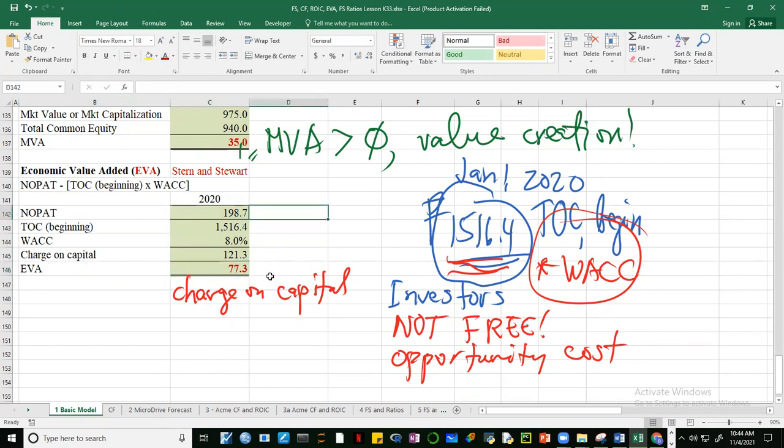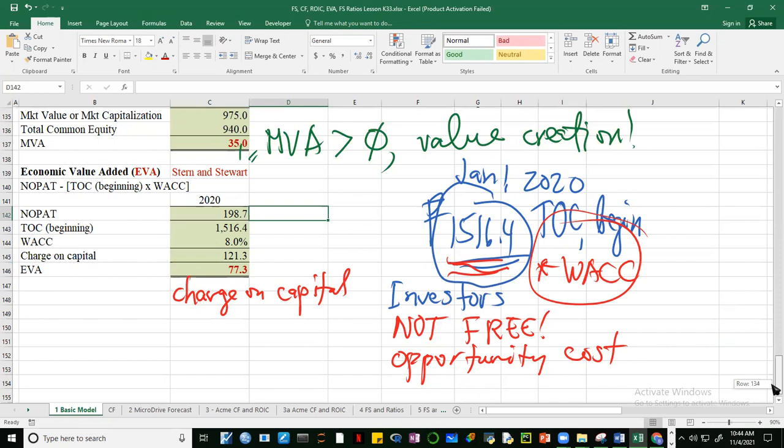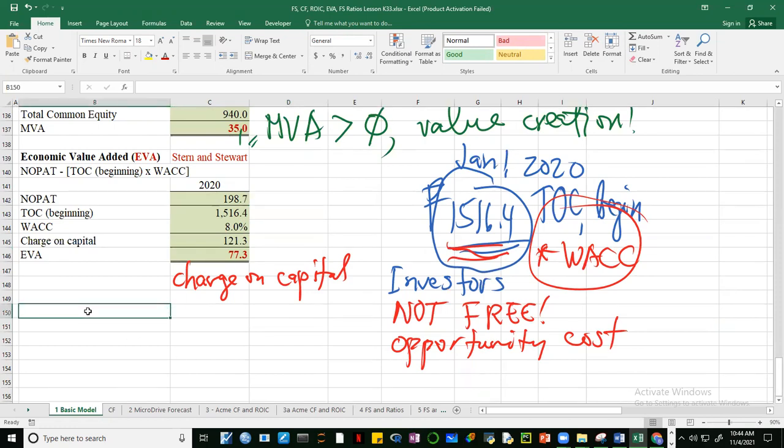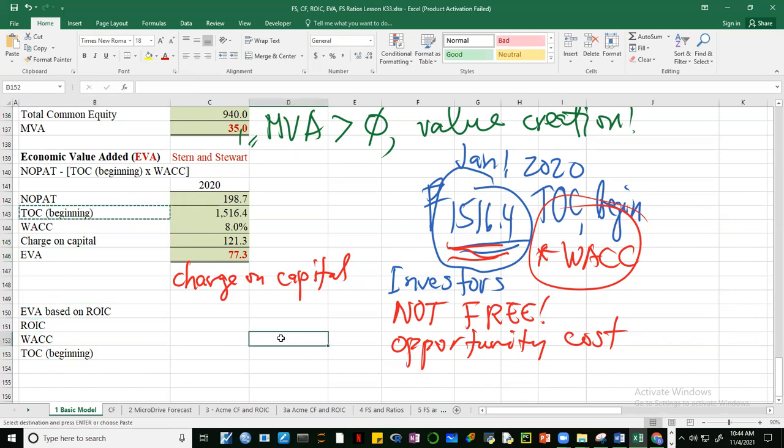Okay? This is EVA. So was value created for the shareholders? Yes. If the EVA is positive, if it's greater than 0, then value was created for the shareholders. Okay, and that's just this last one, guys. Another way to compute for EVA is ROIC. So we'll end with ROIC and WACC. So we're presenting here two ways to compute for EVA.